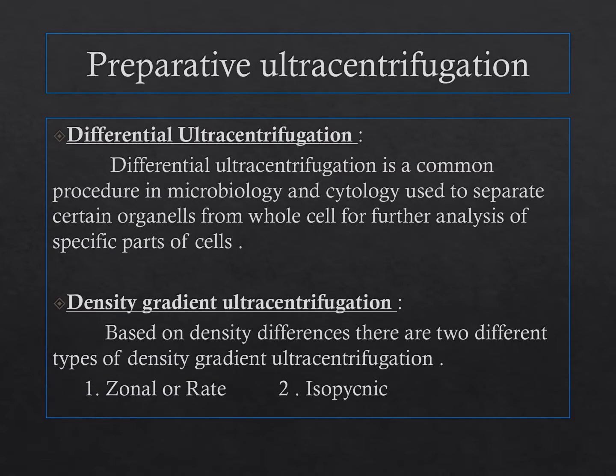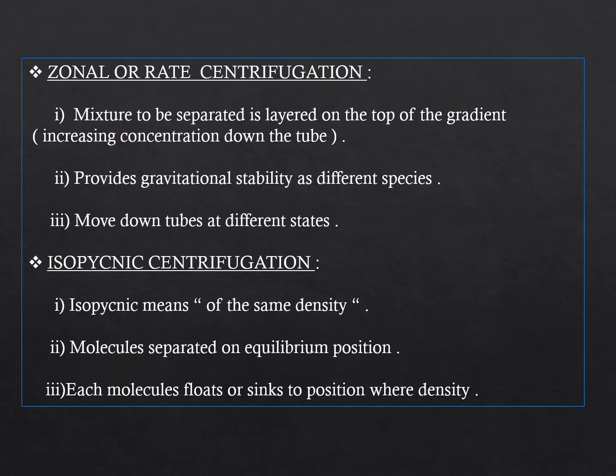Preparative ultracentrifugation is classified into two types: differential ultracentrifugation and density gradient ultracentrifugation. Differential ultracentrifugation is a common procedure in microbiology and cytology used to separate certain organelles from whole cells for further analysis of specific parts of cells. Based on the density differences, there are two different types of density gradient ultracentrifugation: zonal or rate, and isopycnic. Zonal or rate ultracentrifugation: the mixture to be separated is laid on the top of the gradient, which provides gravitational stability as different species move down the tubes at different rates.